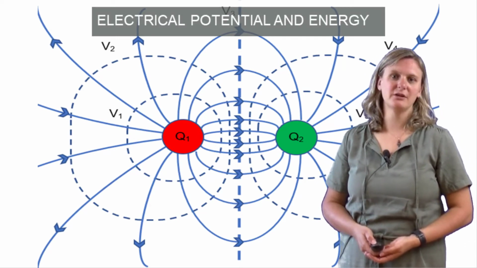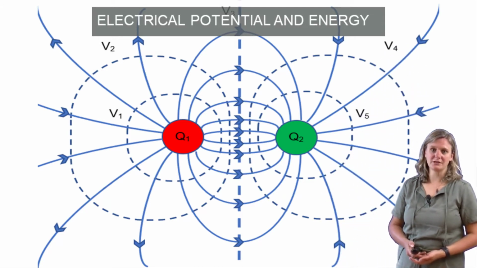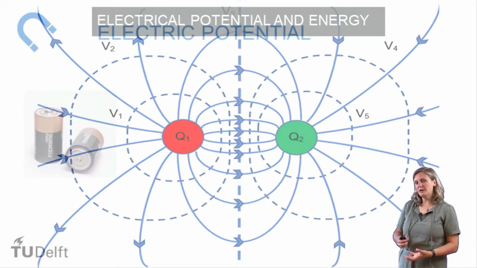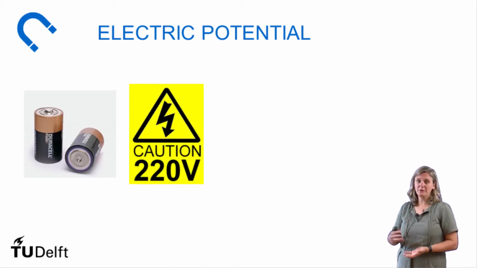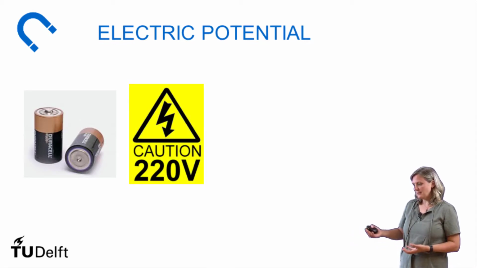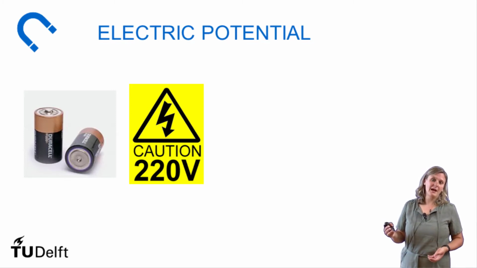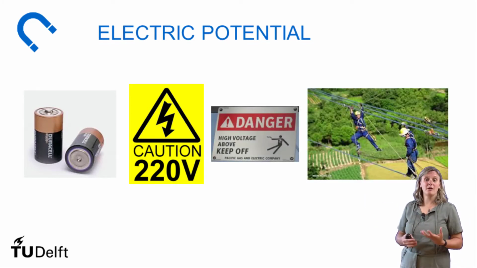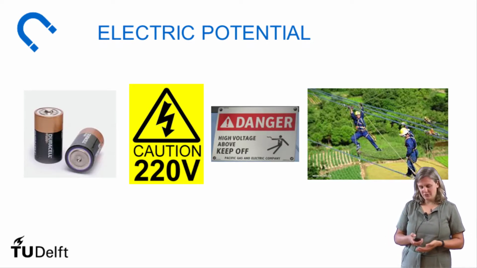Electric fields, electric potentials, and electric energy are omnipresent around us. We all know about batteries that have a certain amount of voltage, or the 220 volts that comes out of our electric power outlets. We also know that transmission lines have very high voltage and are kind of dangerous for us. So what is an electric potential?